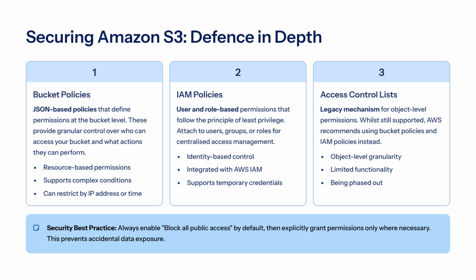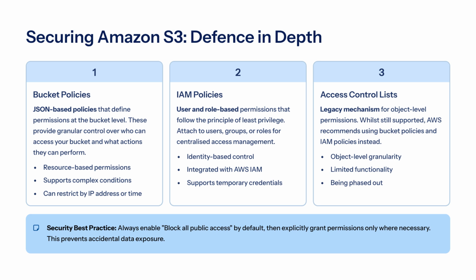You secure S3 buckets using a combination of bucket policies, IAM policies, and in some cases access control lists. Bucket policies are resource-based and apply directly to the bucket. IAM policies are identity-based and apply to users, groups, or roles. And ACLs are a legacy mechanism for object-level control, but AWS recommends using them only when absolutely necessary. The best practice is to block all public access by default and then grant access explicitly as required.